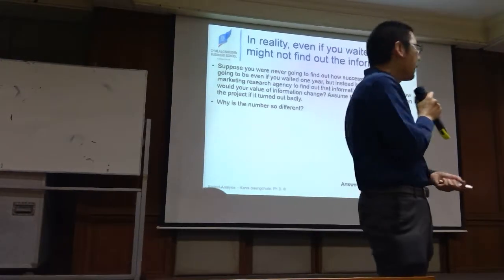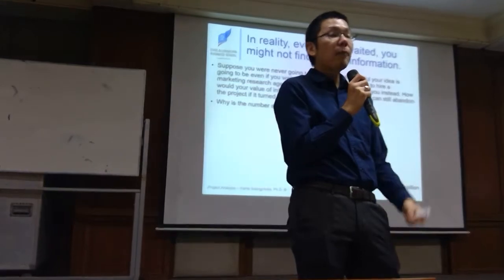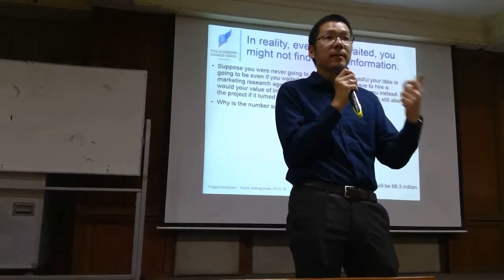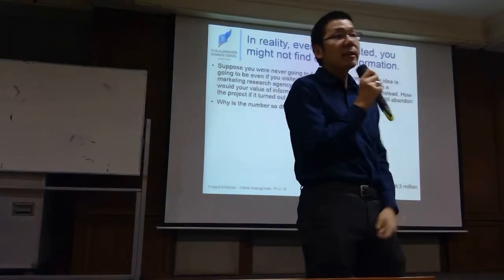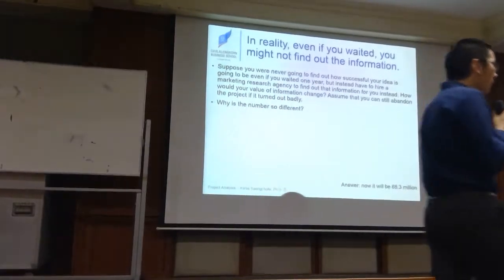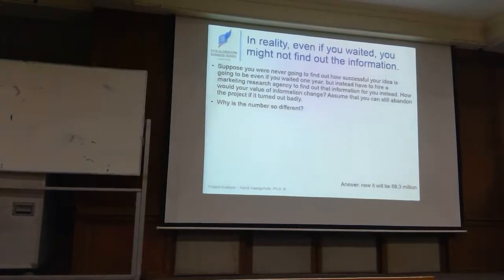But if we have information today, our value is going to be 90. So let's do 90 minus 21.7, which is 68.3. That's how much you are willing to pay. What does 68.3 represent? Let me take you back to the numbers here.